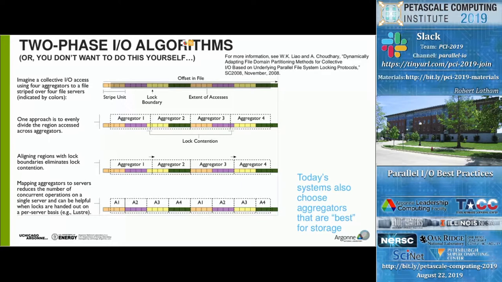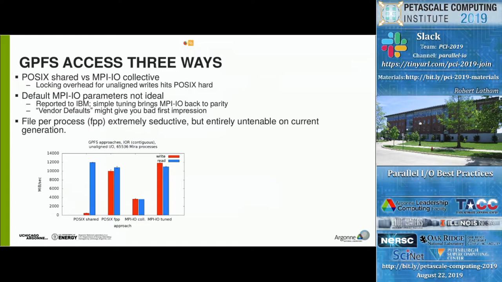I like to show this graph because many times when I give a talk like this, people might try some of these techniques and then get bad performance. And I offer this story as a way of saying, don't give up hope, and we can work through initial problems and have good successes here. So the way the story goes is people jump on a machine, they don't want to create a million files, so they write a single shared file. And as a result, they get very, very bad performance.